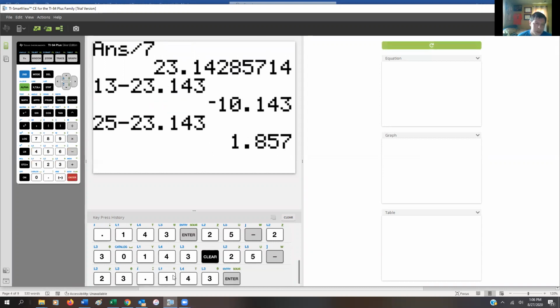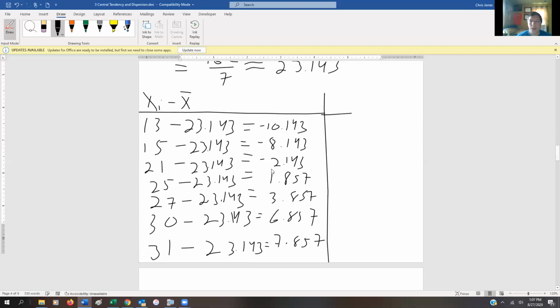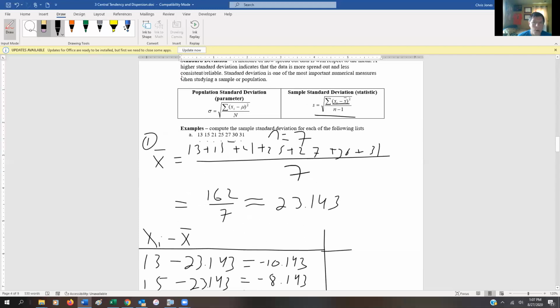gives us the 1.857. And we're just going to keep doing that right down the line. Hopefully you understand where these numbers are coming from. We're just computing them by subtraction. So this is 3.857 and 6.857, and then finally 7.857. So now what we've done is, in our formula, we've done each of the x sub i minus x bars.